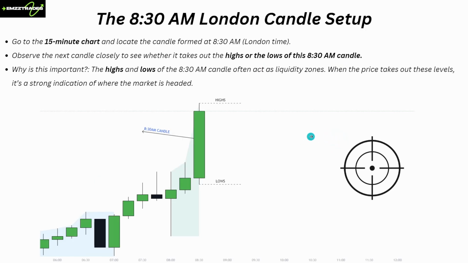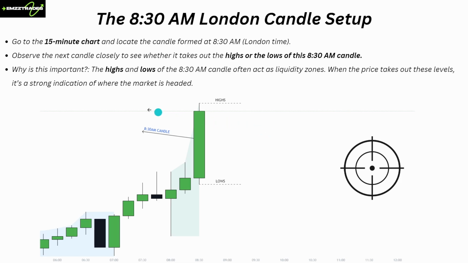Okay, so this is the 8:30 a.m. London candle setup. The first thing you need to do on the 15-minute chart is locate the candle that formed at 8:30 a.m. I'm using London time, so you can just convert it to wherever you want. I'll have a link in the description for a converter.